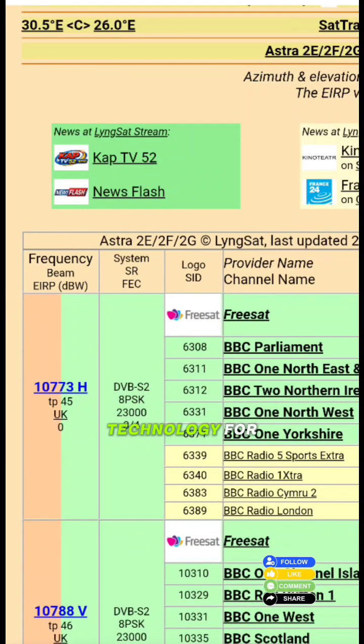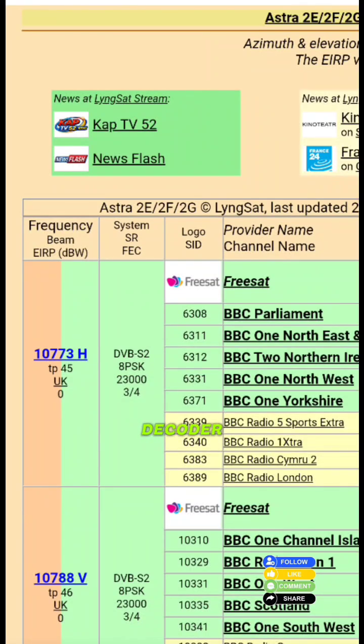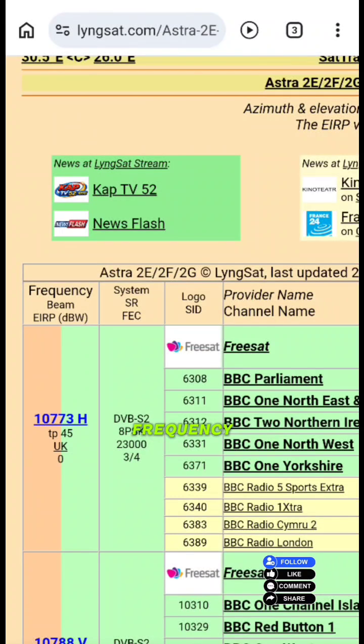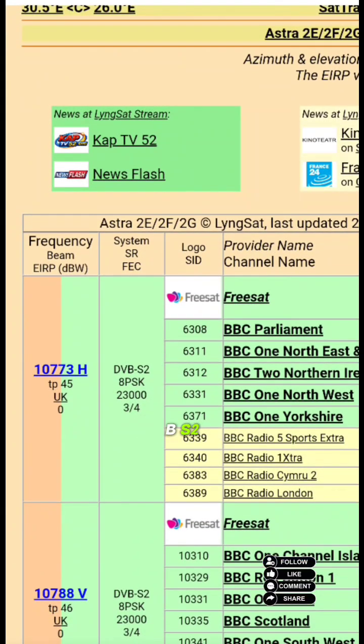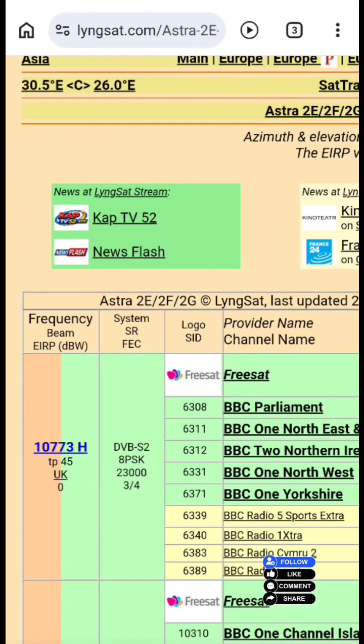We have different kinds of systems. We have DVB-S, which is the older type of decoder. We have DVB-S2, which if you have it, you can get this particular frequency. We also have DVB-S2X, which is a newer version. Let's say, for instance, a place like Ghana, where some channels are transmitted on terrestrial and also on satellite.